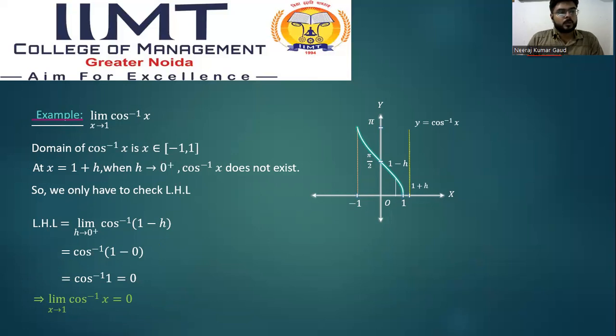LHL equals limit h tends to 0 positive, cos inverse of 1 minus h. Putting h equal to 0, we get cos inverse of 1 minus 0, which is cos inverse 1, which is 0. So limit x tends to 1 of cos inverse x is 0.